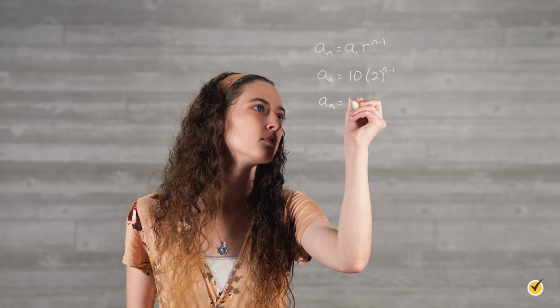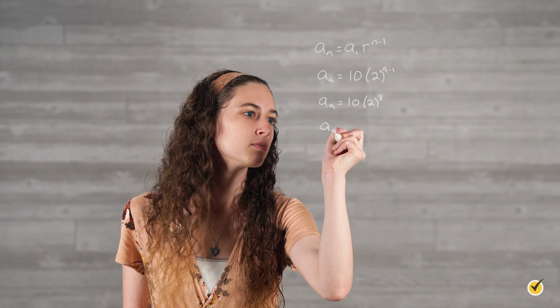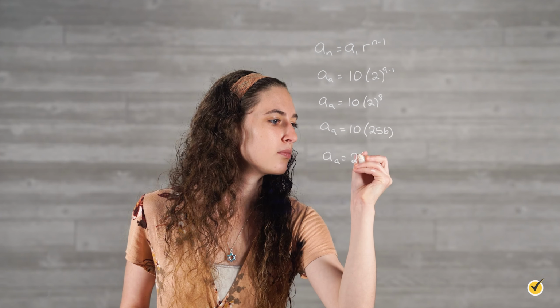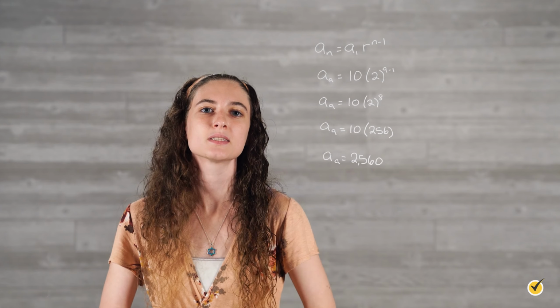Now that we've replaced our variables, we're ready to solve the equation. First, we'll simplify our exponents. Since 9 minus 1 equals 8, we can rewrite the equation using the exponent 8. Next, we can rewrite the exponent term. 2 to the 8th equals 256, so we can rewrite the equation using 256. Finally, we multiply to solve. 10 times 256 equals 2,560. Malik plans to deposit $2,560 in September.